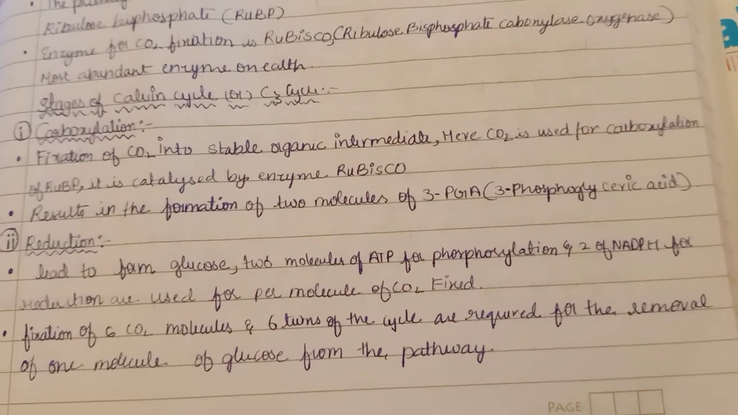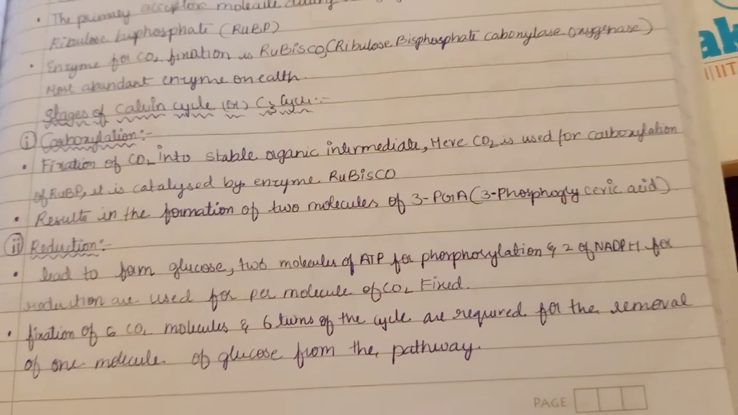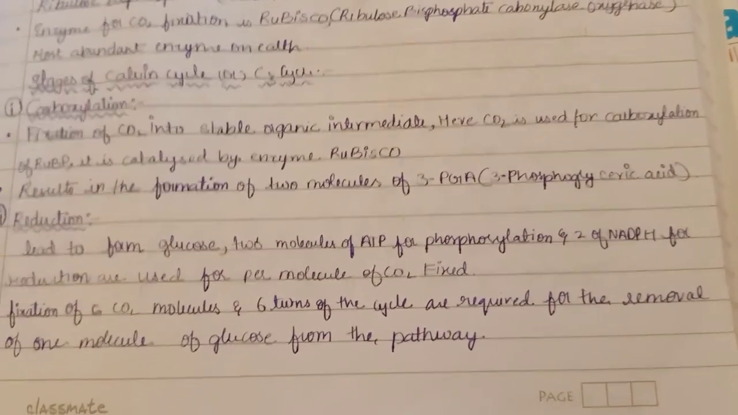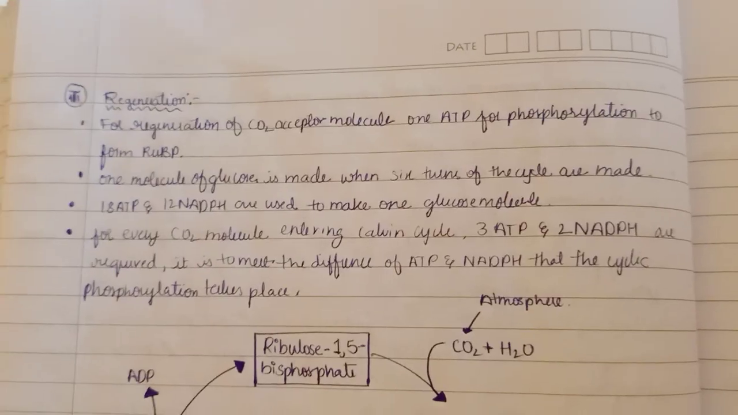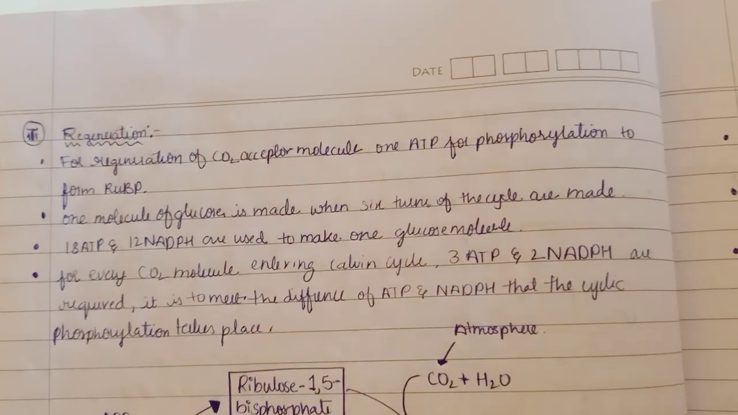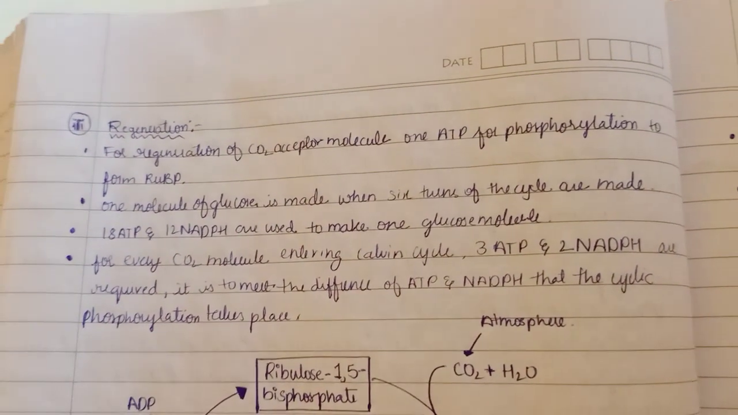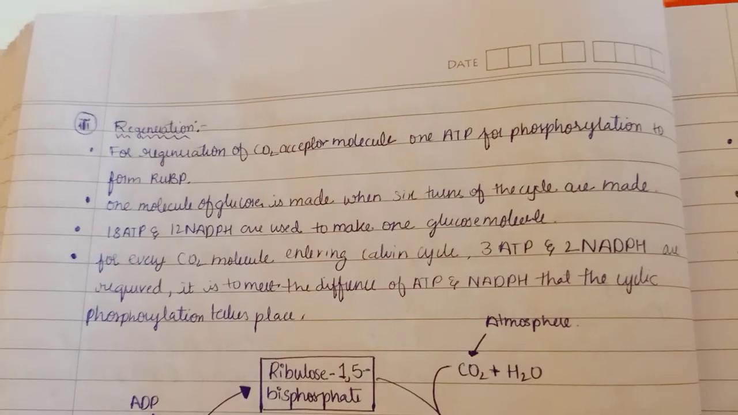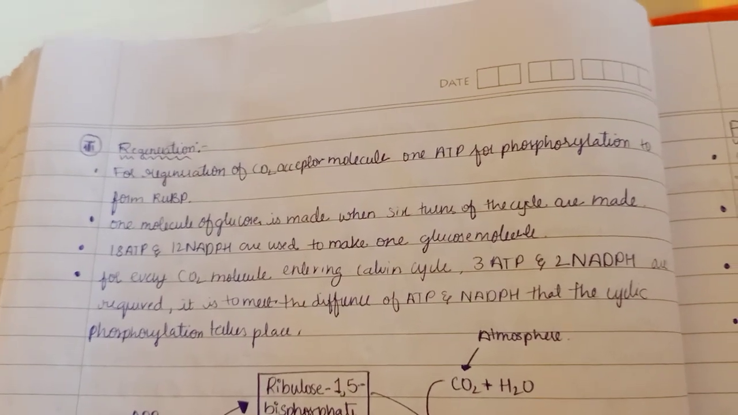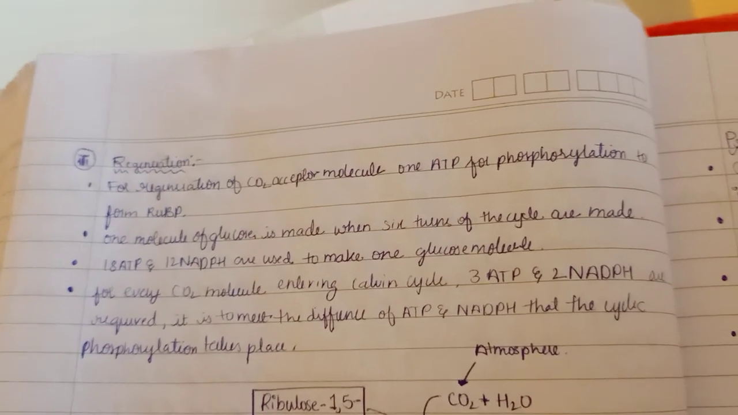Then fixation of 6 CO2 molecules and 6 turns of the cycle are required for removal of 1 molecule of glucose from the pathway. Now regeneration. For regeneration of the CO2 acceptor molecule, 1 ATP of photophosphorylation is used to form RuBP. 1 molecule of glucose is made when 6 turns of the cycle are made.